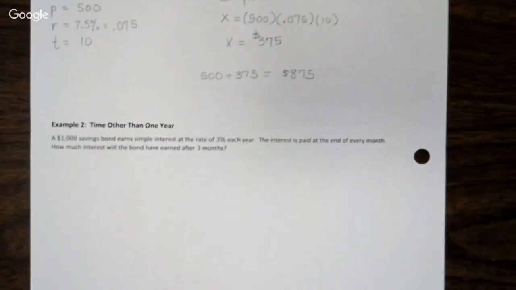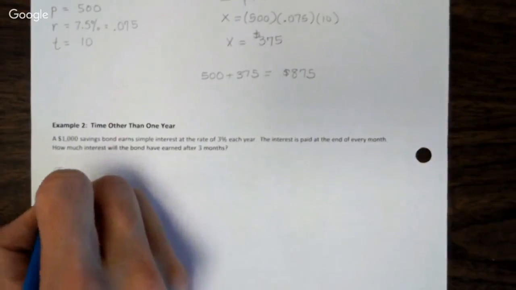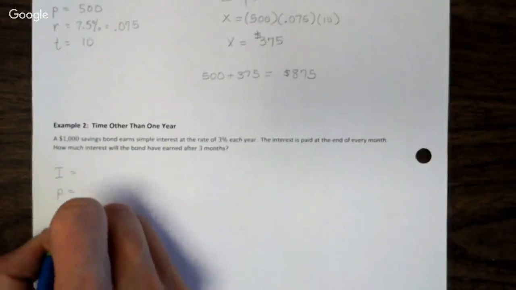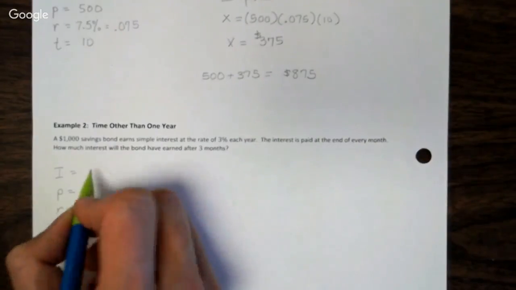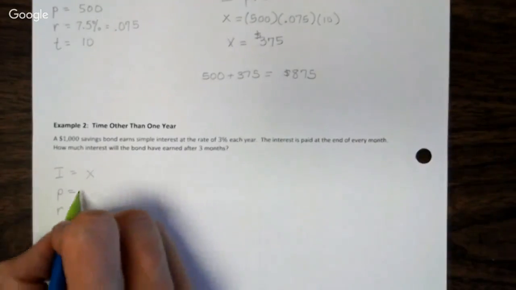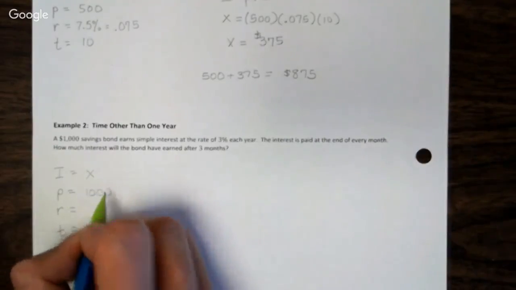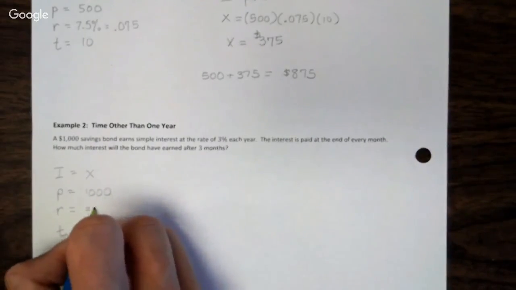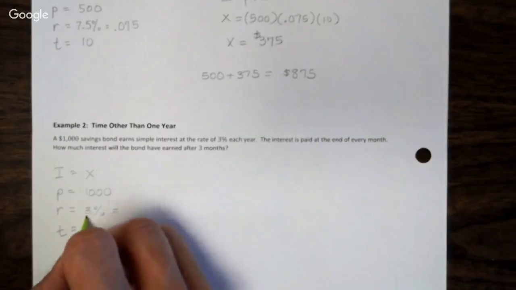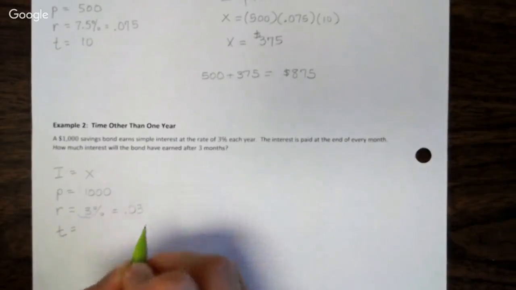All right, this says a $1,000 savings bond earns simple interest at the rate of 3% each year. So the interest is paid at the end of every month. How much interest will the bond have earned after 3 months? All right, so let's start off with I = PRT. Interest is what we don't know. It's a $1,000 savings bond at 3%.